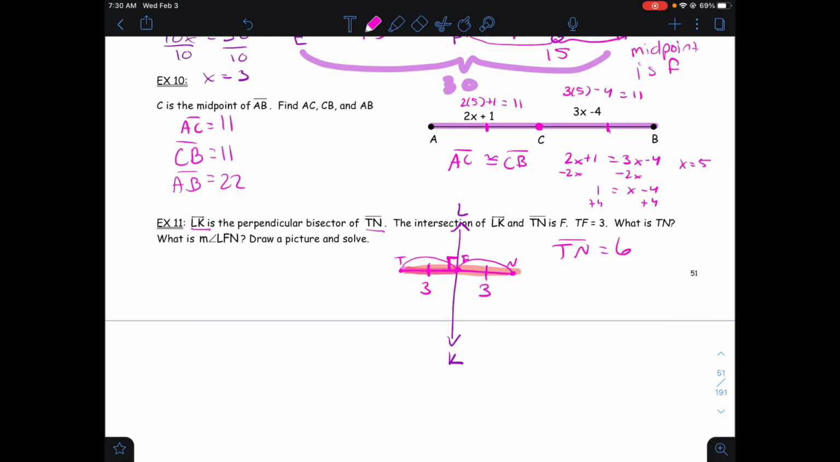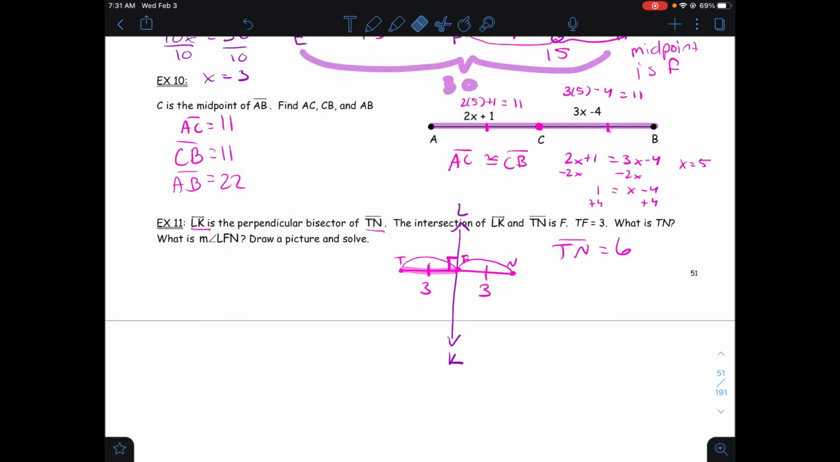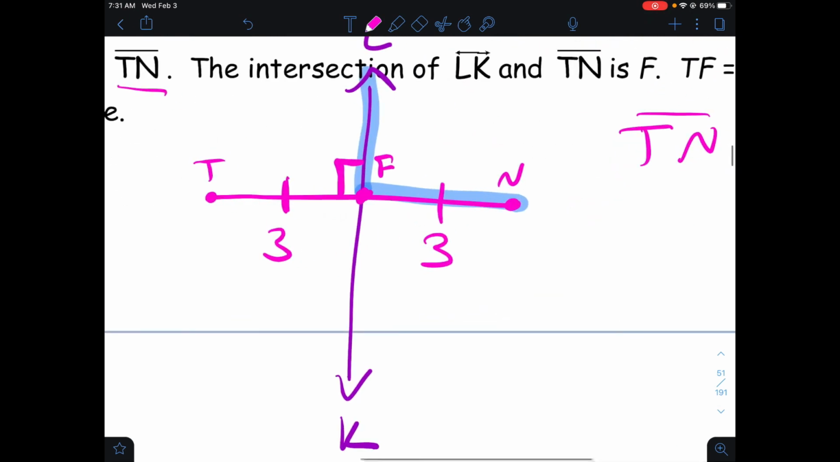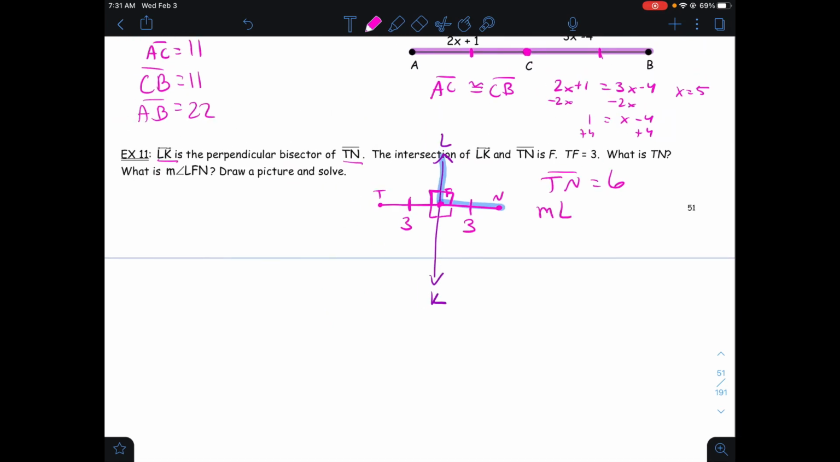And then they ask, what is the measure of LFN? So they're asking us, let me erase some of this craziness I got going on here. The next thing they ask is, what is the measure of LFN? So LFN, that's part of this perpendicular area. All of these angles here are 90, all of them. So it's 90 plus 90 plus 90 plus 90, which gives you the 360 around. So the measure of LFN is going to be, or actually I should have an angle in there, right? Measure of angle LFN is going to be 90 degrees.